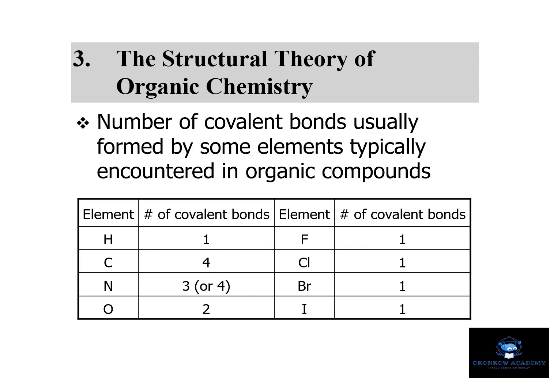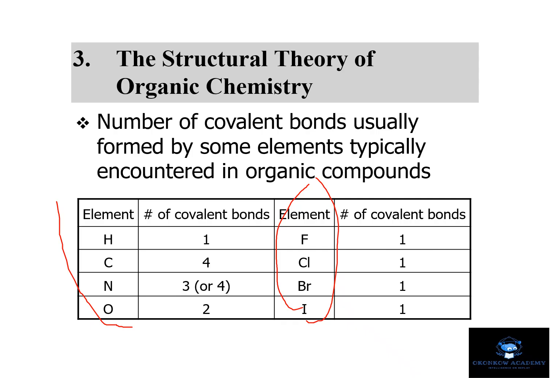Look at this table. As you can see here, hydrogen forms 1 bond. Carbon forms 4 bonds, nitrogen forms 3, or sometimes 4 if it carries a charge. Oxygen forms 2, and all the halogens, fluorine, chlorine, bromine, and iodine, form 1 bond. These numbers are your rules for drawing valence structures.